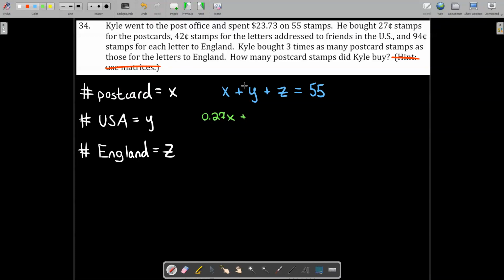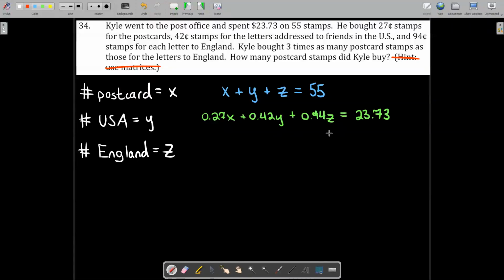Then we're going to add that to the amount of money spent on US stamps, which would be 0.42 times the number of those, which is Y. And then we're going to put the cost of the England stamps, which is 94 cents, times the number of stamps he bought, which is Z. And that's going to equal the total amount of money he spent on stamps, 23.73.